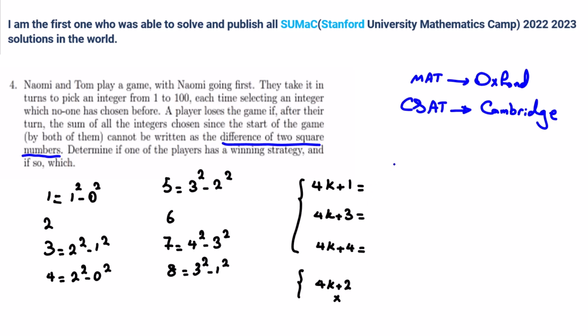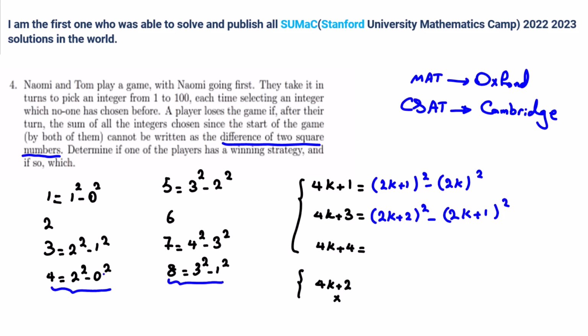Okay, 4k plus 1 is what? 4k plus 1 is 2k plus 1 squared minus 2k squared. Exactly. 4k plus 3 is what? 2k plus 2 squared minus 2k plus 1 squared. Yes, it's 8k minus 4k. So when you want to prove these, you can also pay attention to our small examples, okay? So when it is 4k plus 4 or 4k, both of them are multiples of 4.